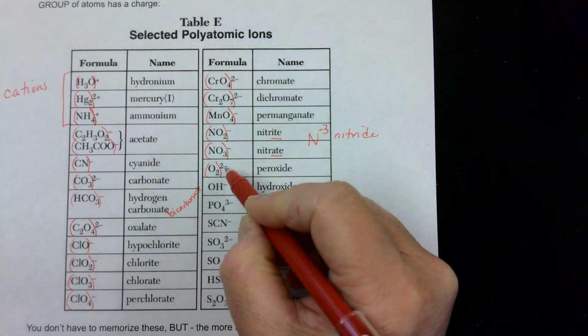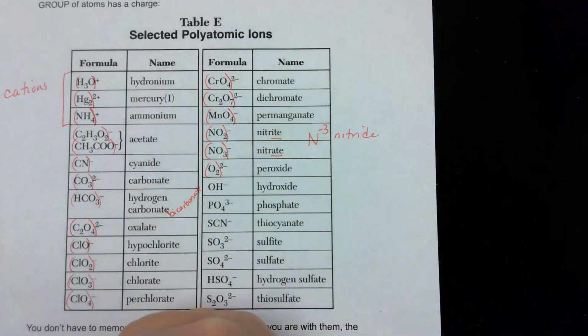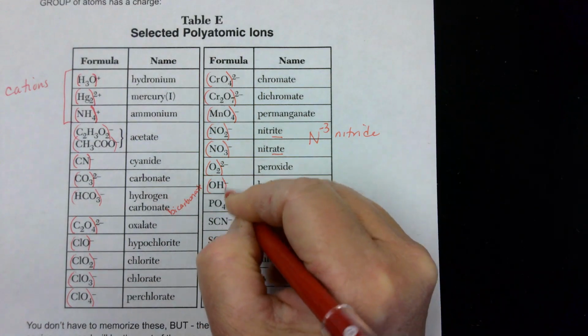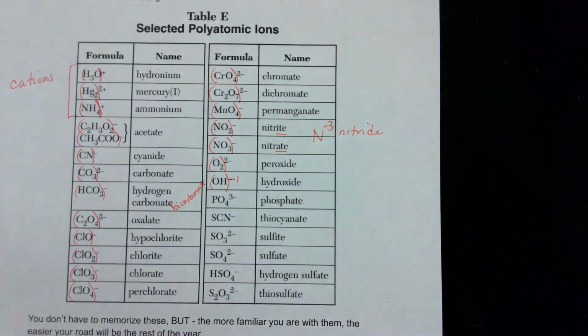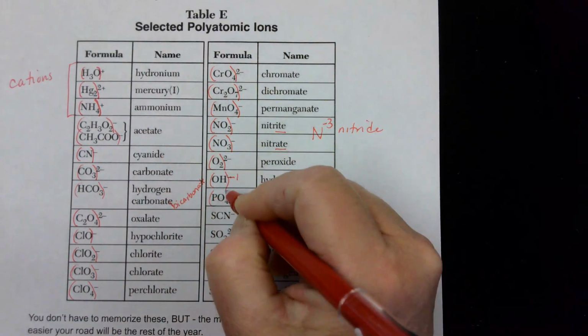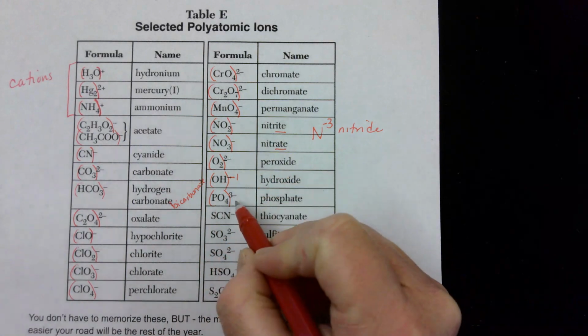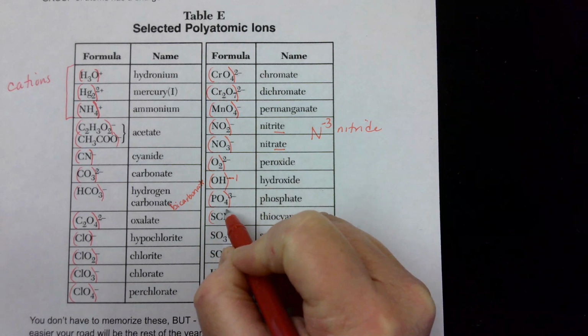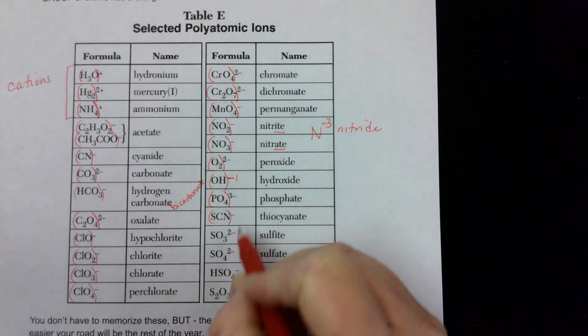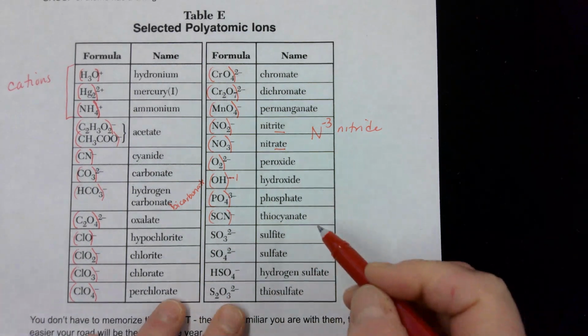Peroxide is O2 with a -2 overall charge. Hydroxide is OH with an overall -1 charge. Phosphate, PO4 with an overall -3 charge. Thiocyanate, SCN with a -1 charge.